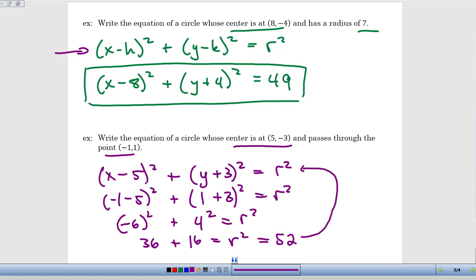But since we're not graphing, we're just trying to write the equation, we need r squared, we don't need r. So we don't really have any more work left to do. We can just finish off our equation. So we've got (x - 5) squared plus (y + 3) squared equals 52. And so there's the equation of our circle that has these features that were described for us.